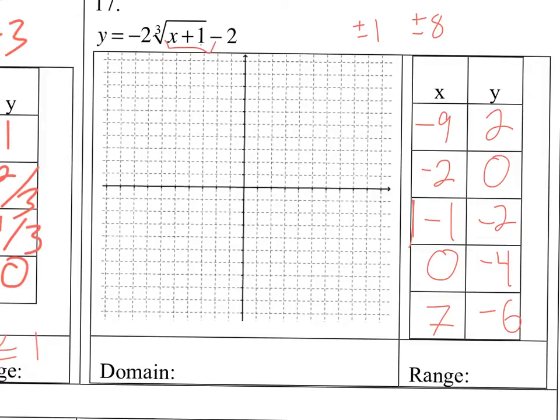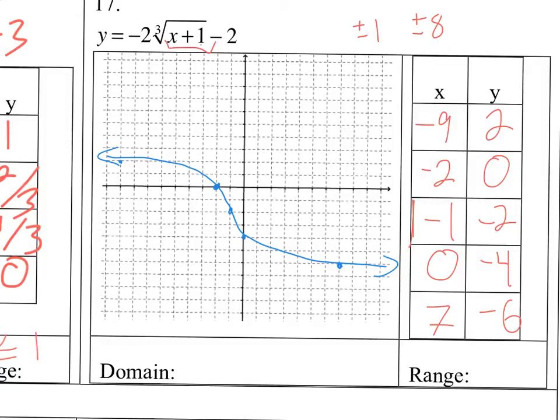Oof. Plugging those points in, we've got negative 2, 0. We've got negative 1, negative 2. We've got negative 9, positive 2. We've got 0, comma, negative 4. And we've got 7, comma, negative 6. And this should make for us a nice graph that looks something like this.